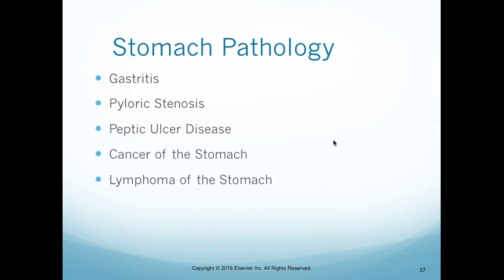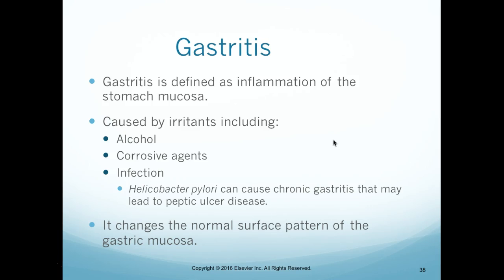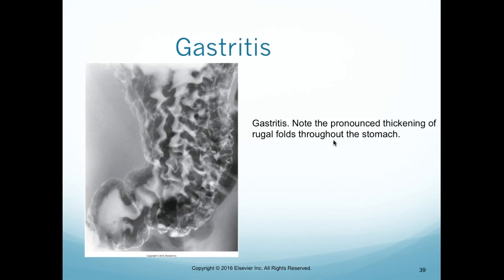All right, rolling into the stomach. We're going to talk about gastritis, pyloric stenosis, peptic ulcer disease, cancer of the stomach, and lymphoma of the stomach. Gastritis is defined as an inflammation of the stomach mucosa caused by alcohol, corrosive agents, or infection. It changes the normal surface pattern of the gastric mucosa. So it's really thickened and pronounced folds. The rugae throughout the stomach get really deep. This is abnormally deep and pronounced, whereas the folds are usually smoother.